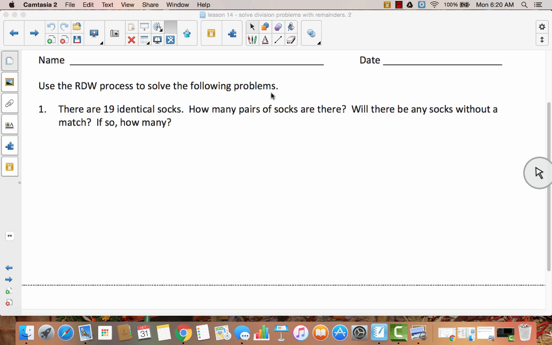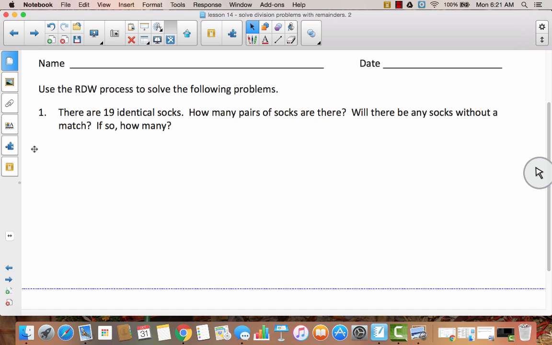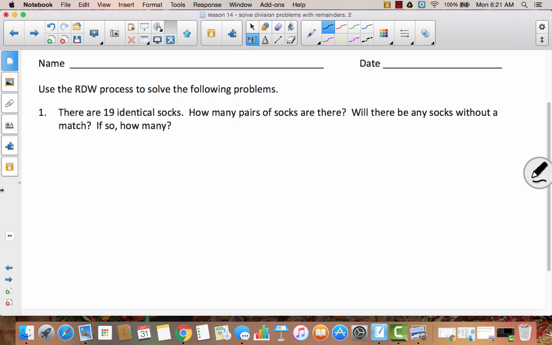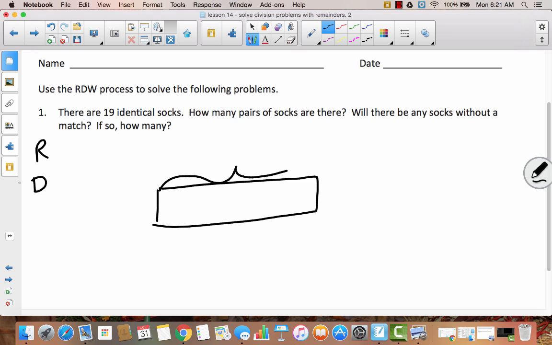There are 19 identical socks. How many pairs of socks are there? Will there be any socks without a match? If so, how many? All right, so we already read the problem. Now we're ready to draw something. So I'm going to begin by drawing a tape diagram. So I know that my total is 19. So I can go ahead and label my total 19.